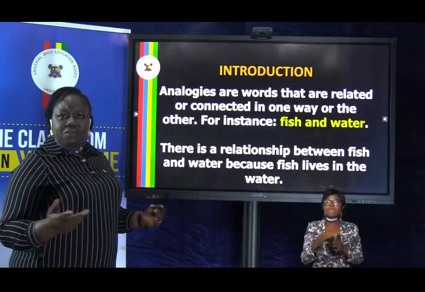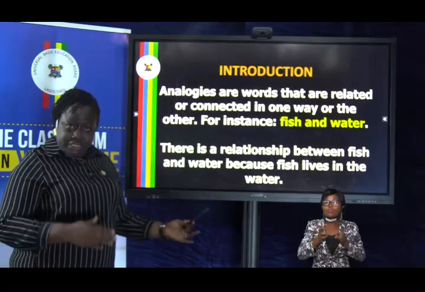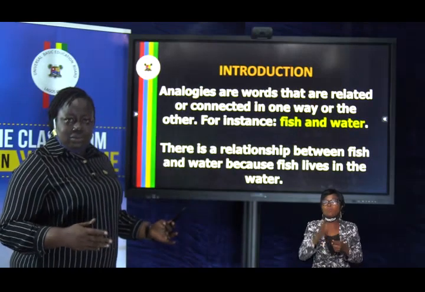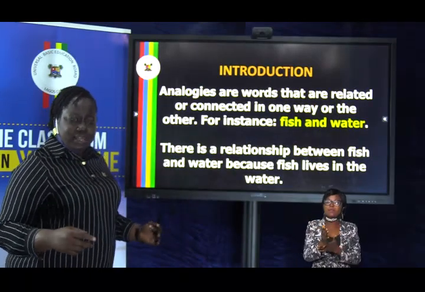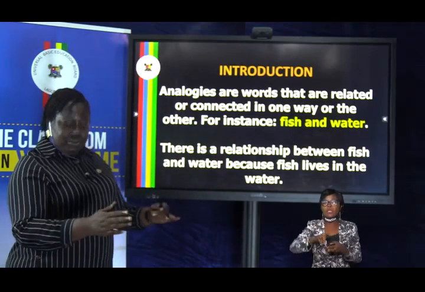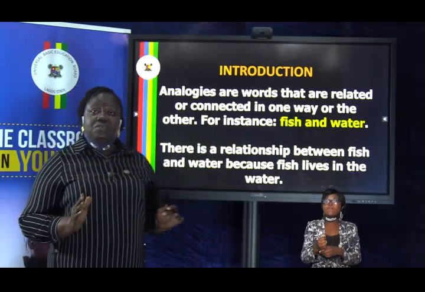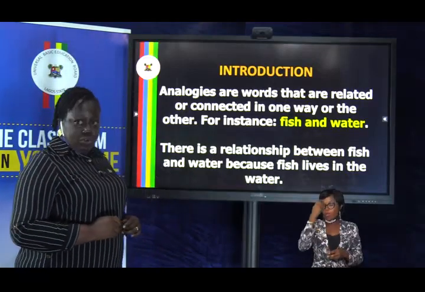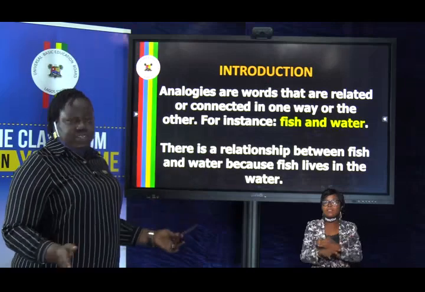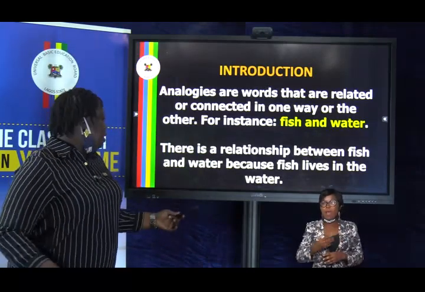For instance, fish and water. In what way is fish related to water? Good, yes, you're correct. Fish lives inside water, so they are related. There's a relationship between fish and water because fish lives in the water. So when you say fish and water, it's an analogy because they are related.